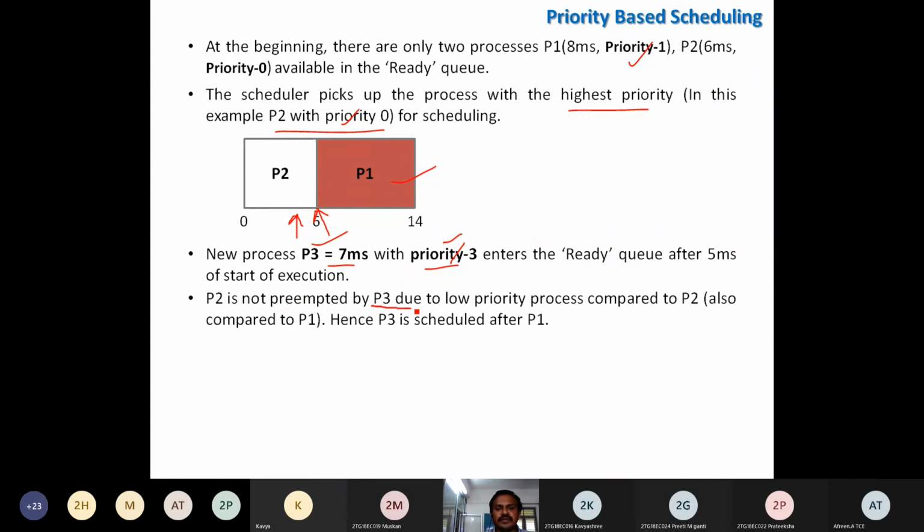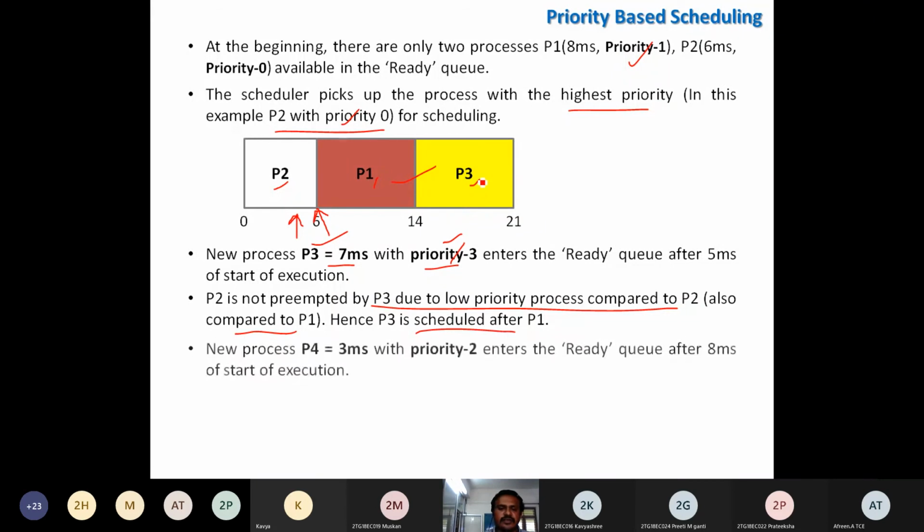P2 is not preempted by P3 due to lower priority process compared to P2, also compared to P1. So there is no interrupt for execution of the current running process by the system. Hence, P3 is scheduled after P1. So after P1, P3 is going to be executed. Clear? Because P2 is highest priority compared to P1. P1 has highest priority compared to P3.